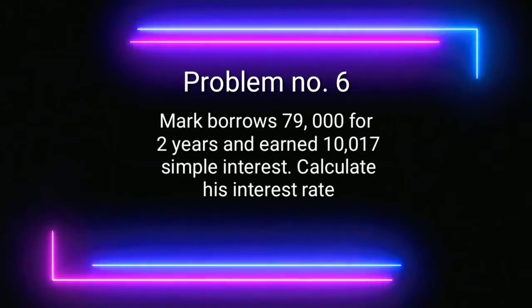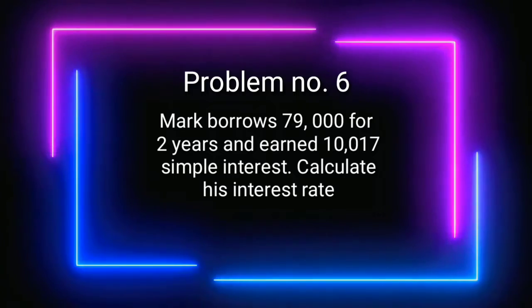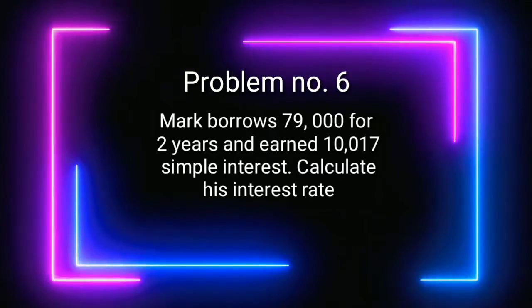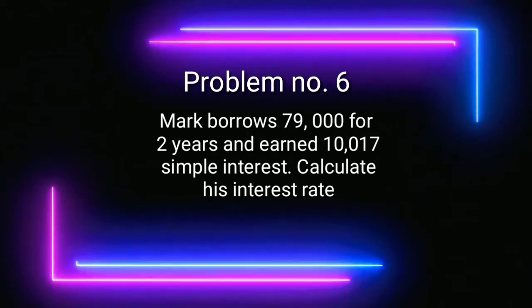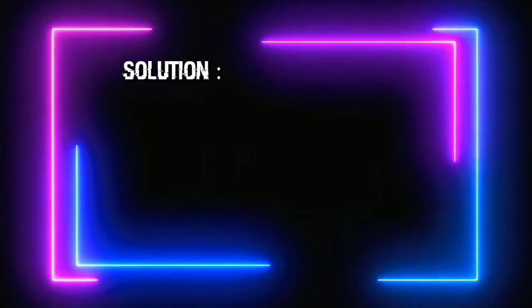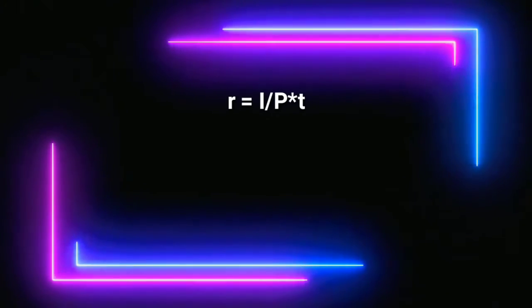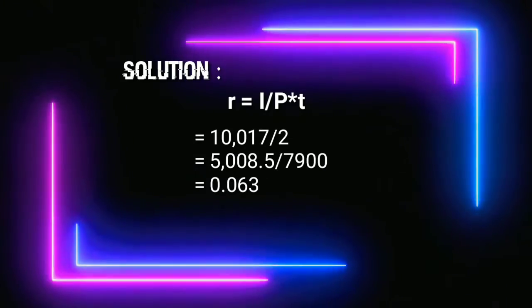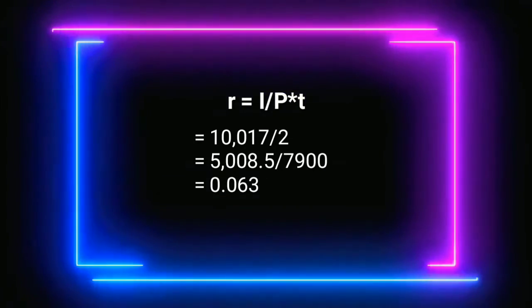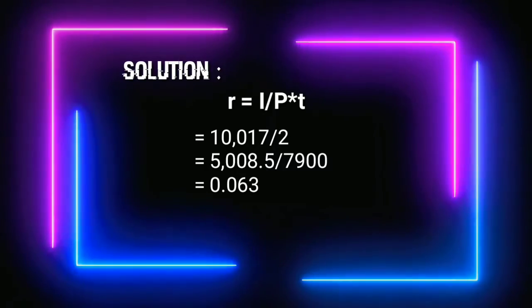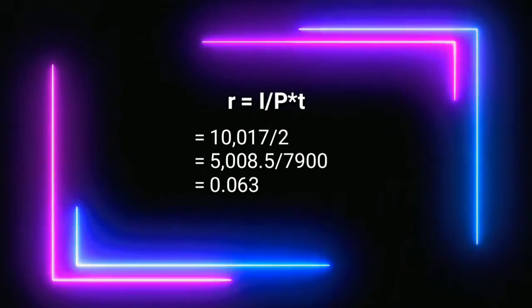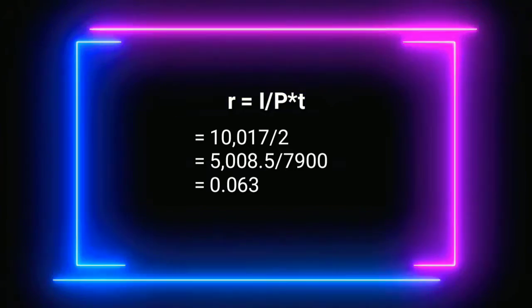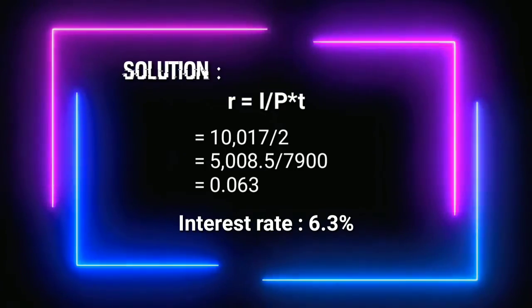Problem number 6. Mark borrowed 79,000 for 2 years and earned 10,017 simple interest. Calculate his interest rate. We're going to derive again the formula for simple interest. So interest rate equals interest divided by principal times T. So 10,017 divided by 2 is equal to 5,008.5 divided by 79,000 is equal to 0.063. So the interest rate is 6.3%.